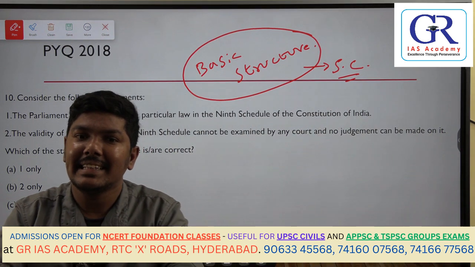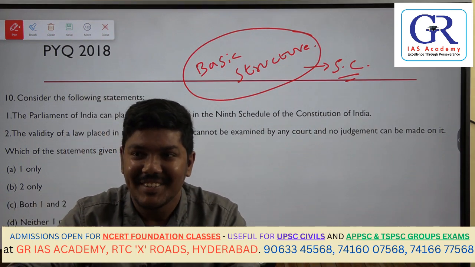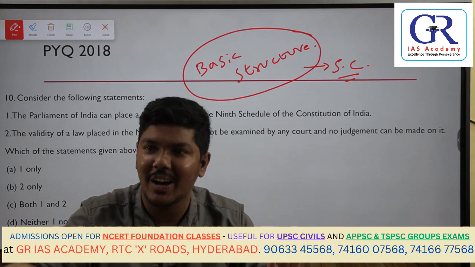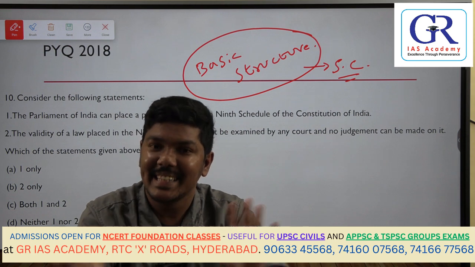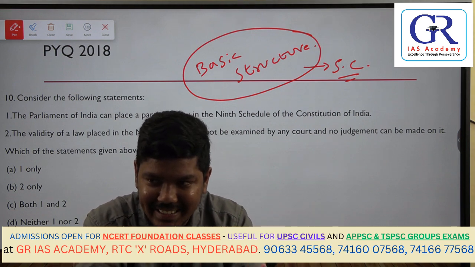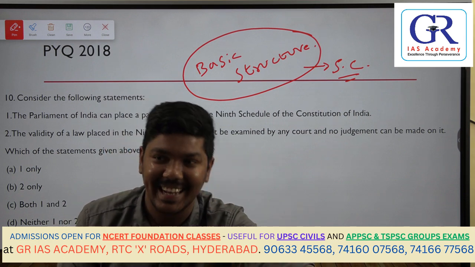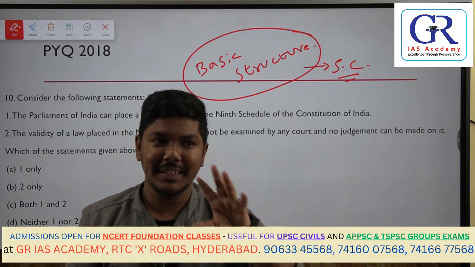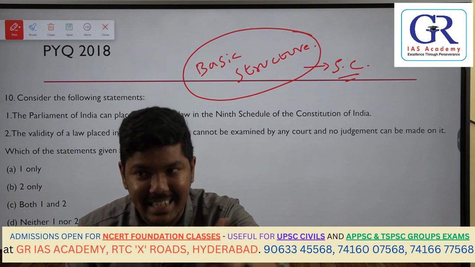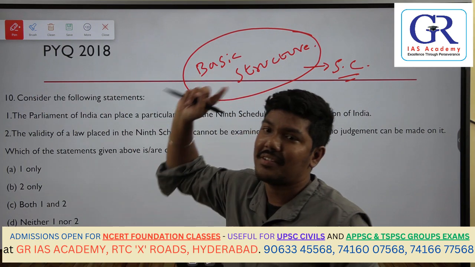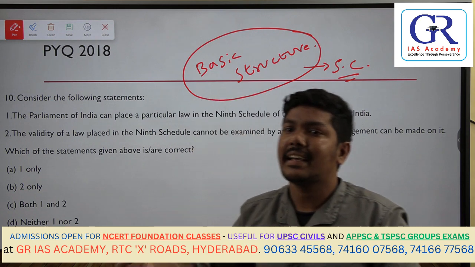Why? Because the 9th schedule will be misused. Just make a law, keep it in the 9th schedule, so that the judiciary will not see. This is how Parliament used to behave, so the Supreme Court has to keep a check on it. You make the laws, keep them in the 9th schedule. But as the Supreme Court, I may not strike off those laws on the basis of fundamental rights, but on the basis of basic structure, I can strike off that law.